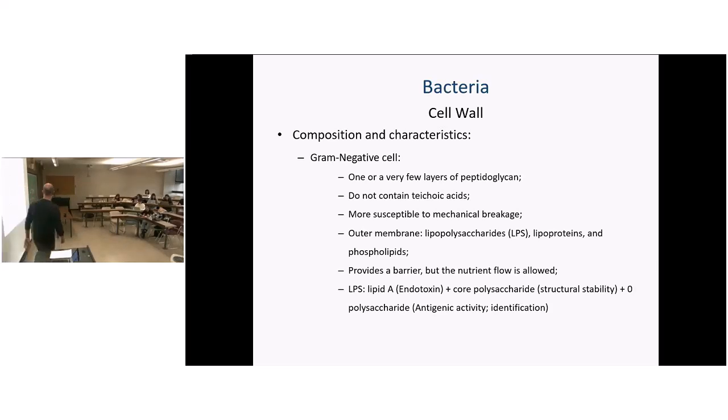This outer membrane is basically an extra set of membrane. Okay? So you have the plasma membrane and you have the outer membrane. The only thing is that this outer membrane will have a lot of things anchored on it. You're going to have something attached to it.